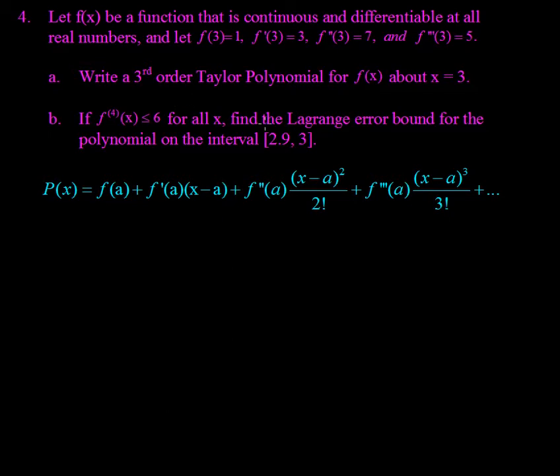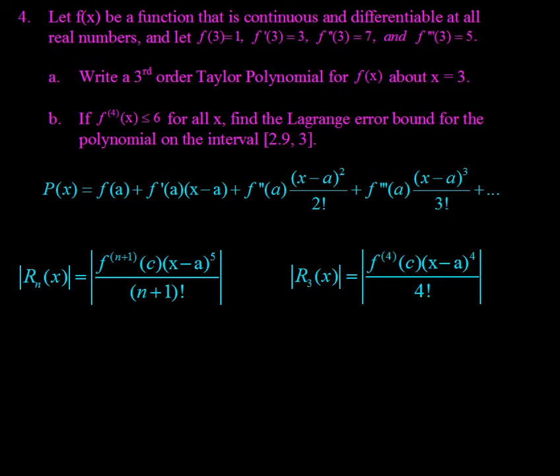Next part, we're supposed to find the Lagrange error bound for the polynomial on the interval 2.9 to 3. And they've told us that the fourth derivative of x is always less than or equal to 6. So let's write the remainder term. We'll talk about what this means. So this is the remainder. For the third remainder, we're going to be dealing with the fourth derivative. So I'll show you what I mean here.